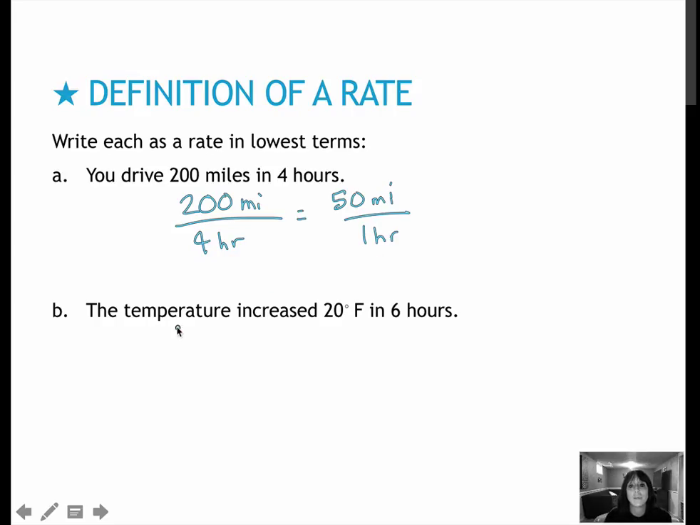And our last, the temperature increased 20 degrees Fahrenheit in 6 hours. So it's a positive 20 degrees Fahrenheit in 6 hours. Again, I can't reduce it completely to get a 1 as my denominator, but that's okay. I'm going to divide by 2 to get 10 degrees Fahrenheit and divide by 2 to get 3 hours, which means there is an increase in temperature by 10 degrees every 3 hours.